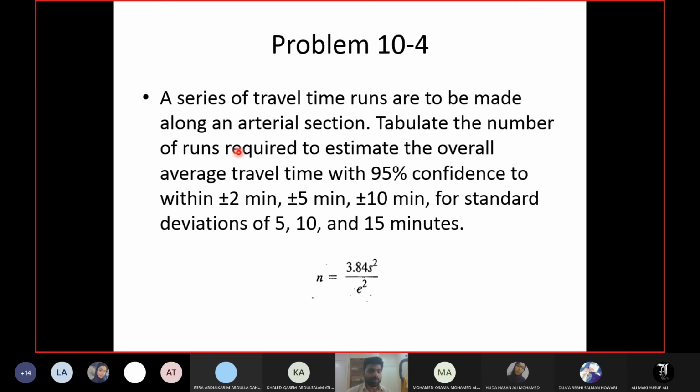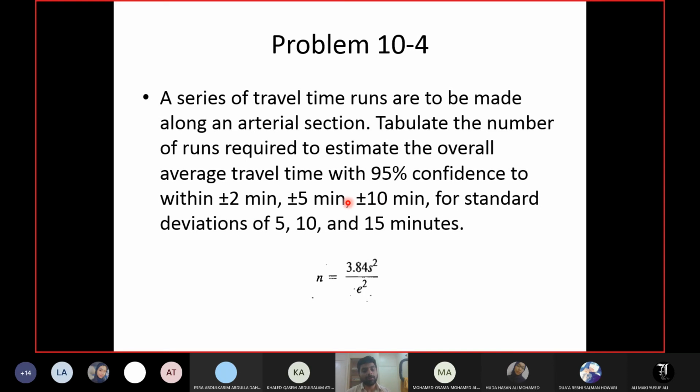Remember the sample size from the spot speed topic? Sample size is the number of observations, so number of runs means number of observations. They want to find out how many observations should be taken to have a confidence level of 95% and to be accurate within plus minus 2, plus minus 5, and plus minus 10 minutes. Now what are these values given with a plus minus sign?